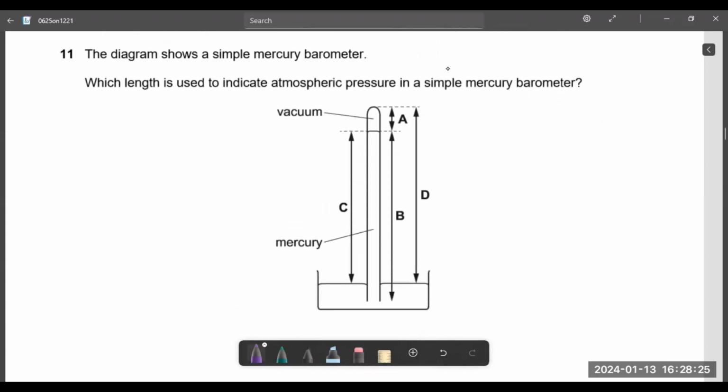The diagram shows a simple mercury barometer. Which length is used to indicate atmospheric pressure in the simple barometer? So here C is the right choice. The length of the mercury column is the direct indicator of atmospheric pressure. This is the length of mercury column. So length of mercury column is the direct indicator of atmospheric pressure.